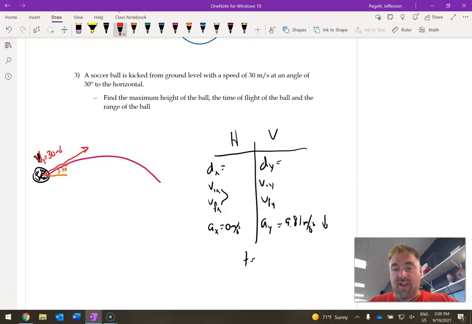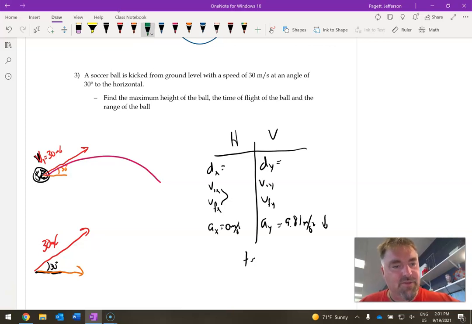Anytime you have a vector acting at an angle, we need to break it up. And so I'm going to take my 30 meters per second, again not drawn to scale anymore because I'm getting kind of ugly here. So 30 meters per second at 30 degrees. And I'm going to break that up into a piece that goes horizontal, and a piece that goes vertical.